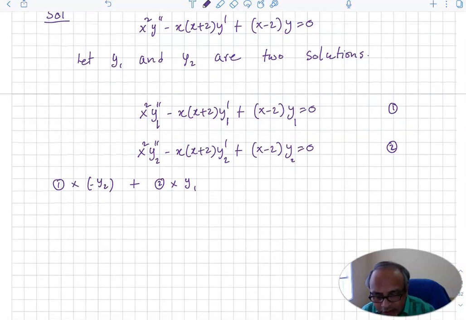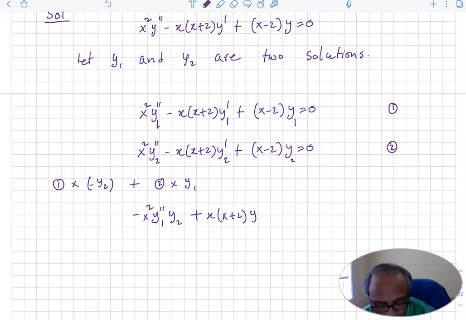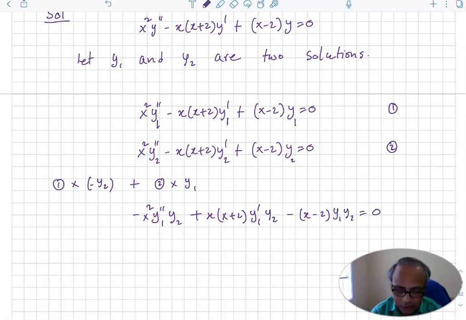So let's write down after multiplication. x squared y double prime 1 multiplied by negative y2. That will be now plus (x plus 2) y prime 1 times y2, because I'm multiplying with negative y2. Negative (x minus 2) y1 times y2 equals 0. 0 multiplied by y2 is 0.